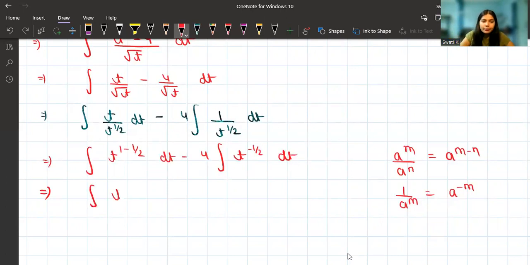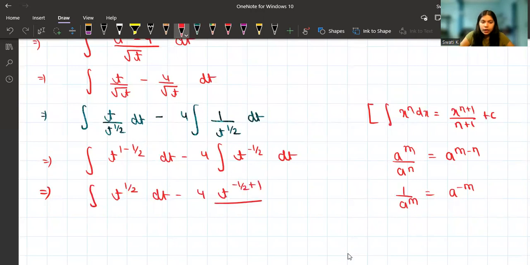So this will become t raised to 1 minus 1 upon 2. Of course, this is 1 upon 2, right? dt, and this is minus 4 times the integration of t raised to minus half. Here we are going to use this formula. We know that integration of x raised to n dx is x raised to n plus 1 upon n plus 1 plus constant of integration. So using this formula, this will become t raised to minus half plus 1 upon n plus 1. So it is minus half plus 1 again, and then plus constant of integration. Okay, so let me write this as any constant of integration.